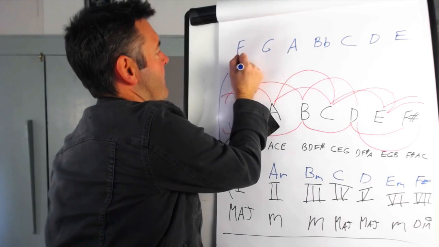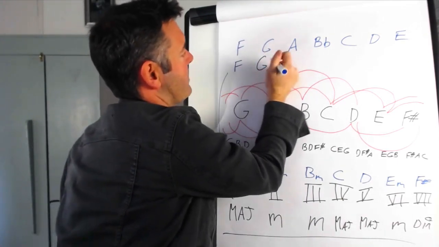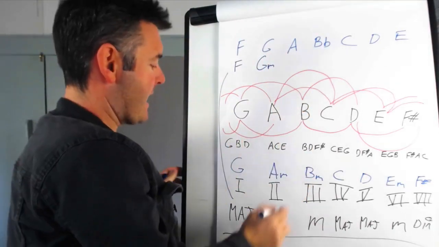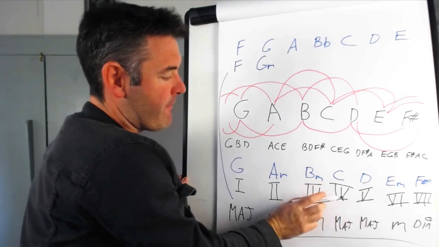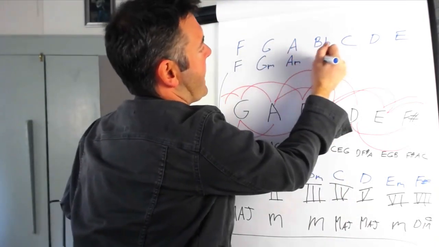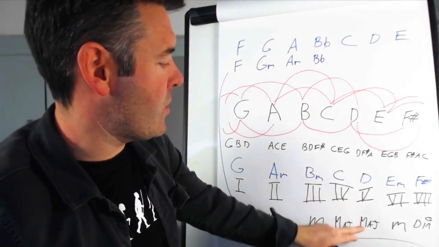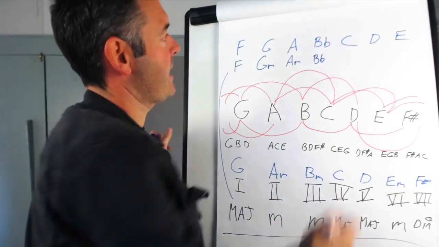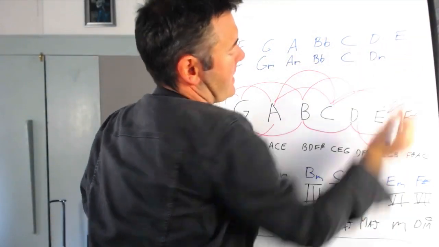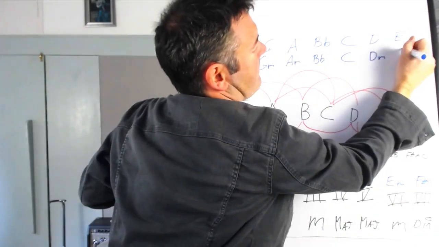F is going to be our first chord. Our second chord is minor. So our second chord in the F major chord family is going to be G minor. Our third chord was minor, our fourth chord was major. We're going to have A minor and B flat major. Our fifth chord was major and our sixth chord is minor. So we're going to have C major and D minor. And our seventh chord was diminished. We're going to have E diminished.